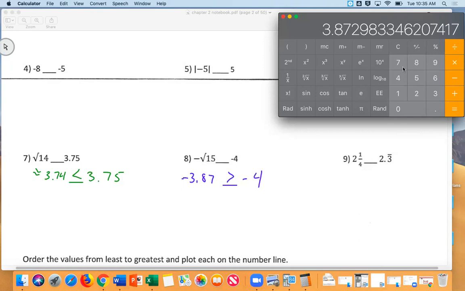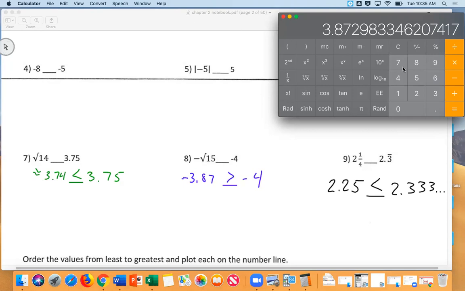Now 2 1/4 and 2.3 repeating. So 2 1/4 is 2.25. I'm going to compare that to 2.333, going on forever. Now $2.33 is bigger than $2.25, so that's why I'm going to eat that.